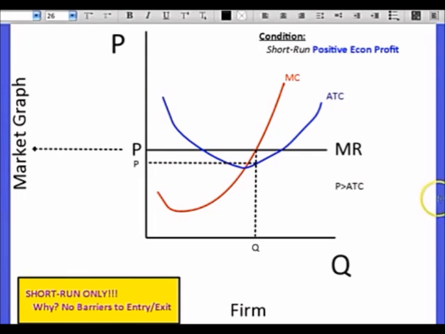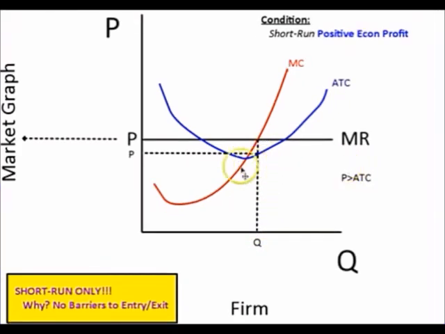Now notice how I drew this. I established my quantity at profit maximizing, and where that quantity hit the ATC is where I cut over. Don't go to the lowest ATC point, that's incorrect. You profit max quantity, where it hits the ATC, cut over.